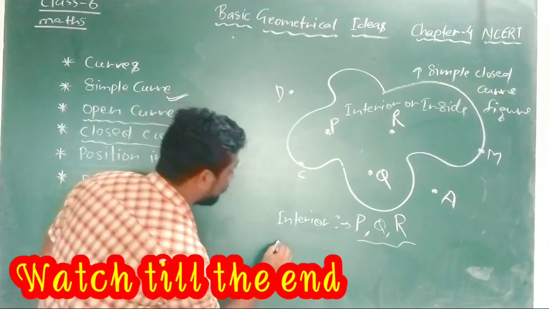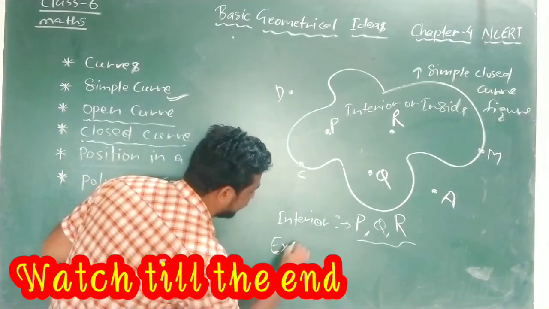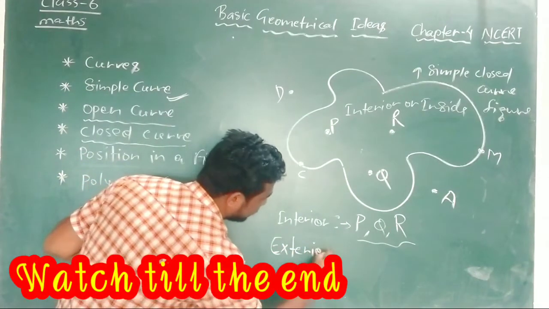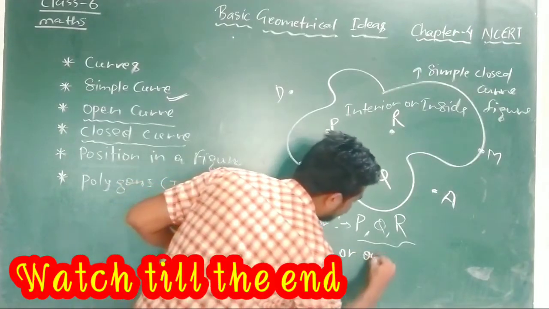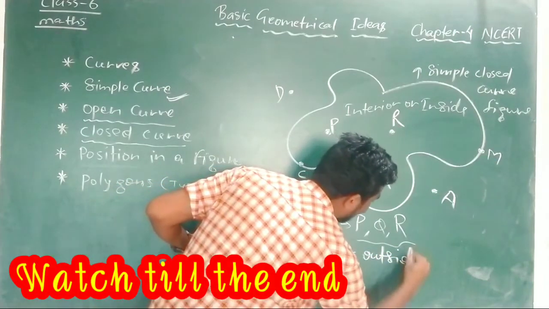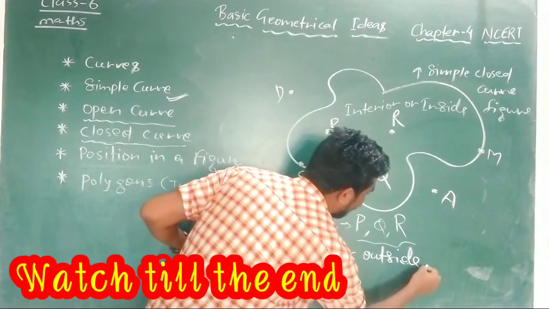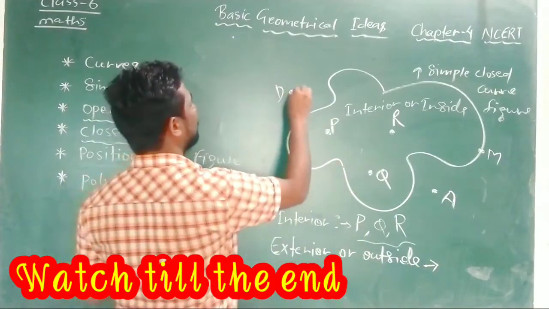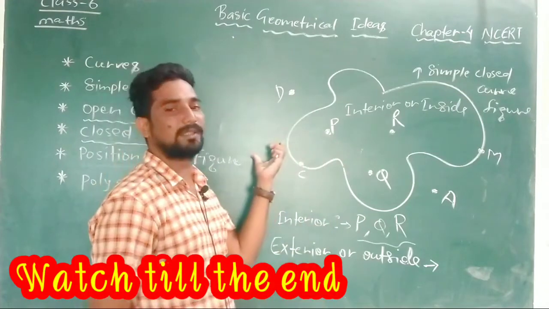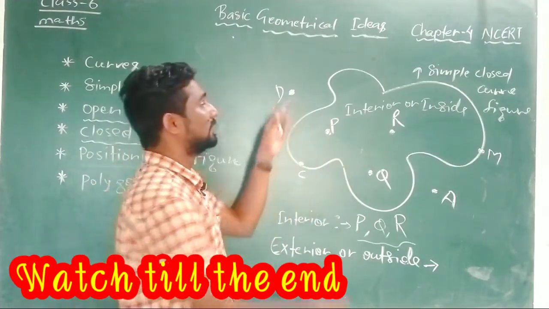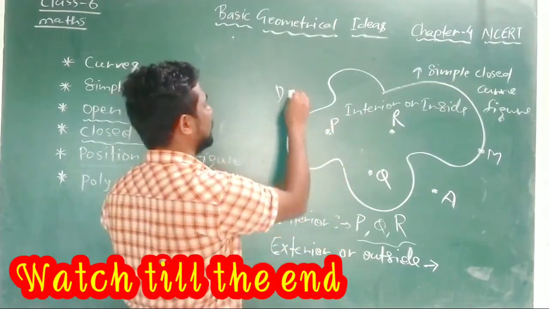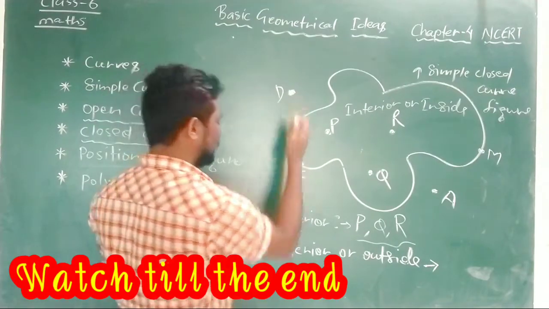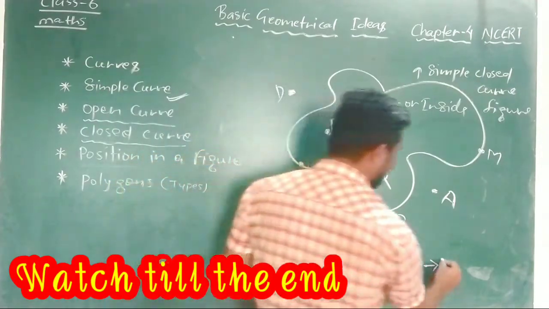Now you will be asked exterior or outside. So those points' names will be written who are outside or exterior. You can see, one point I have placed here. This is outside the picture. This is not inside the picture. So it is called outside. So this D point is outside, you can see.